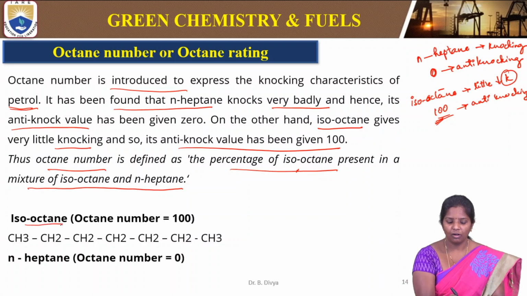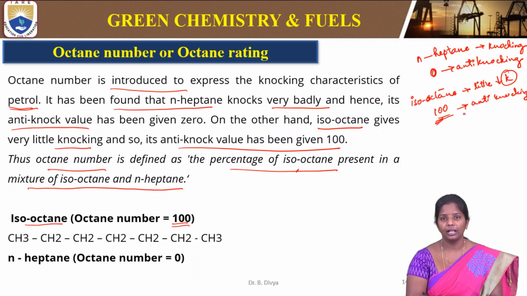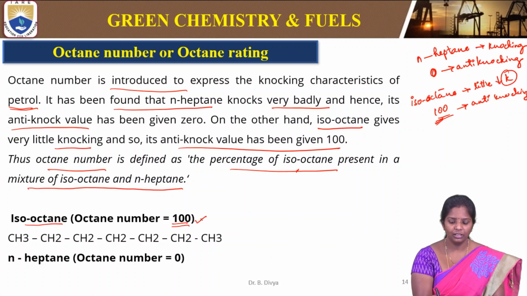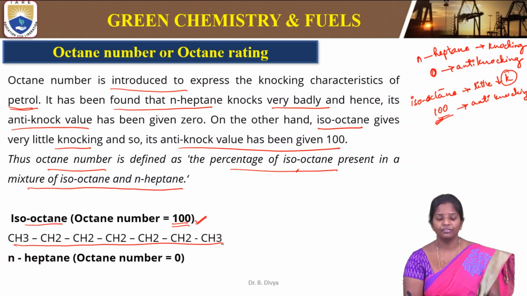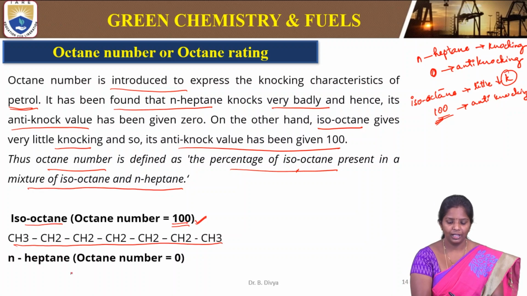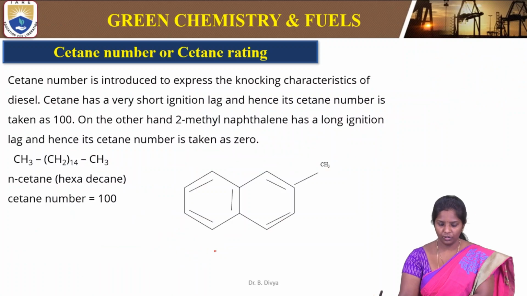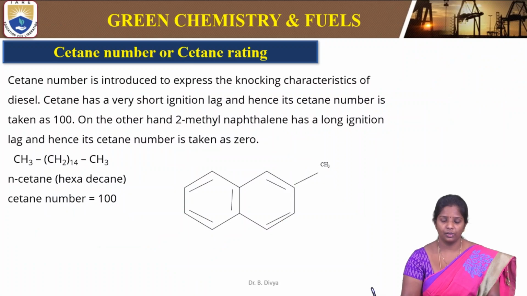So isooctane is 100. We have seen it has 100 anti-knocking property, so that is why it is given 100. This is the carbon chain of isooctane. n-Heptane is given as 0.